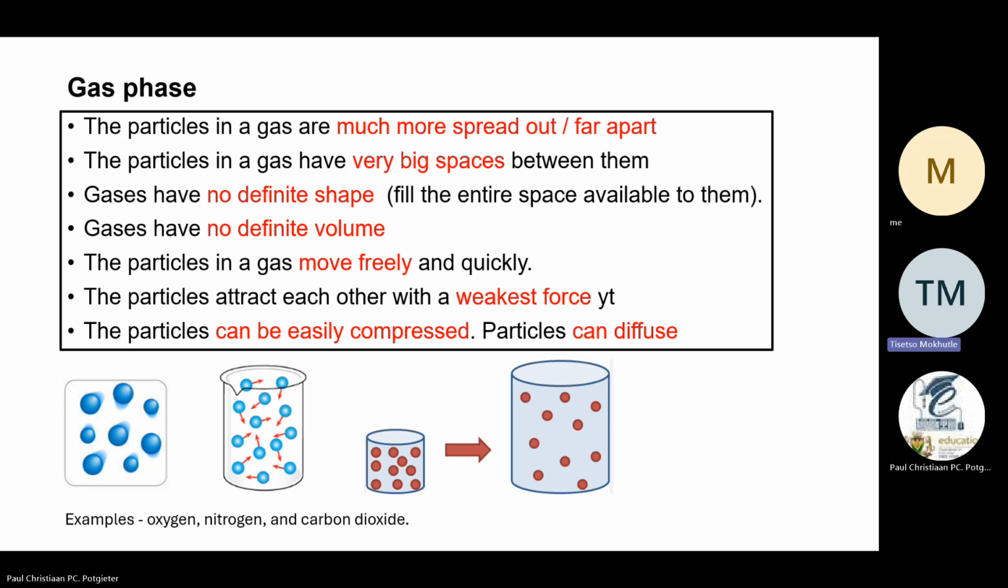Now, lastly, the particles in a gas move freely and quickly. The particles attract each other with the weakest force. The particles can also be easily compressed, and the particles can also diffuse. Examples are oxygen, nitrogen, and carbon dioxide. Such gases can be compressed.